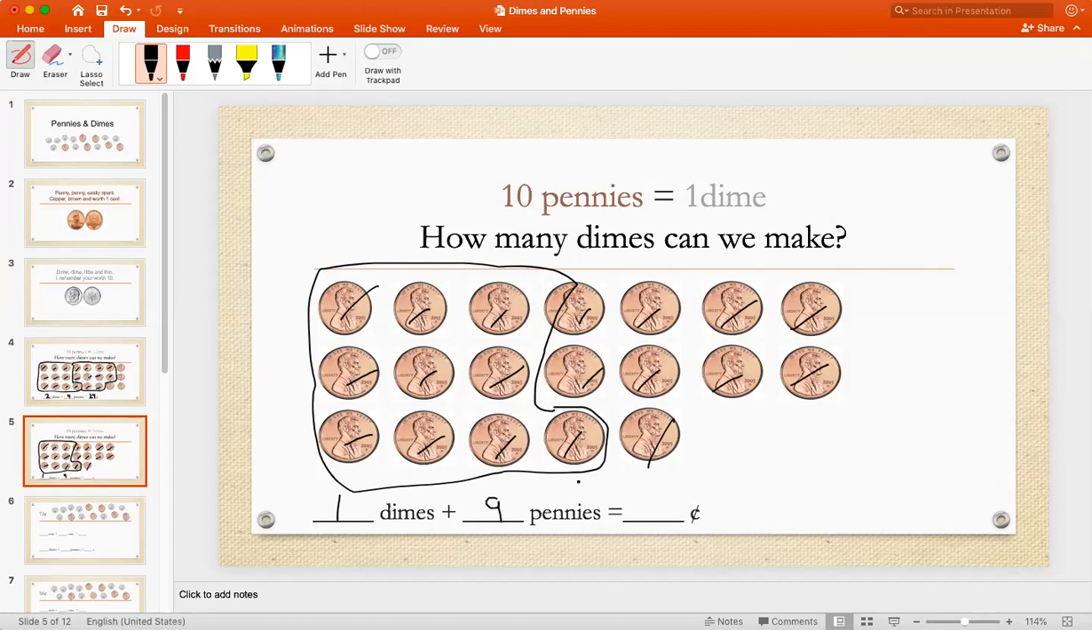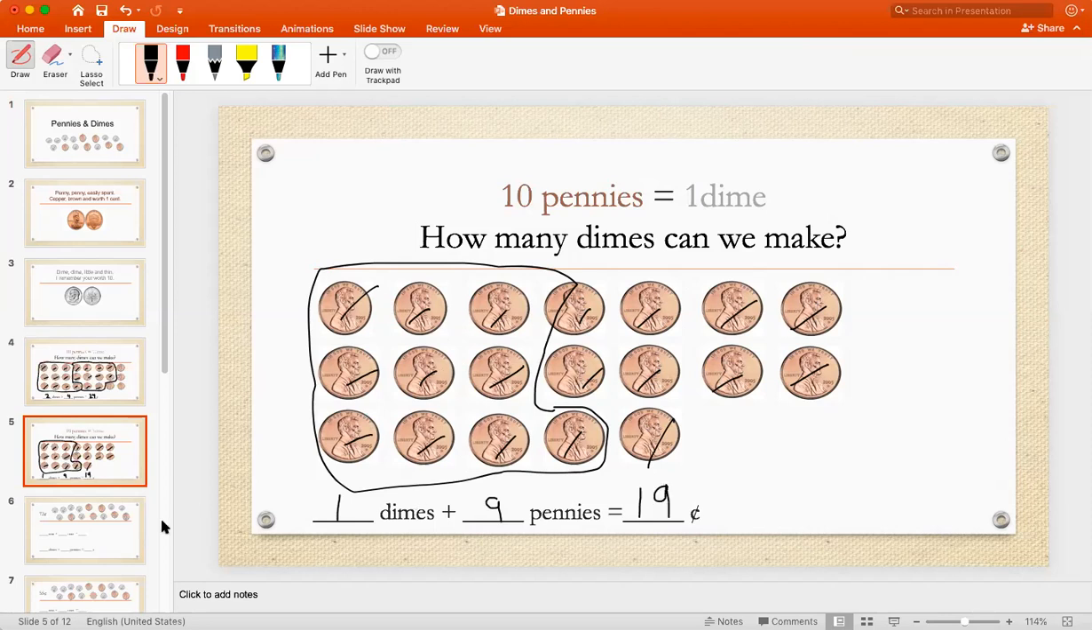Okay, now we're going to count them all together. We're going to count this set by 10. 10, 11, 12, 13, 14, 15, 16, 17, 18, 19. We have 19 cents.